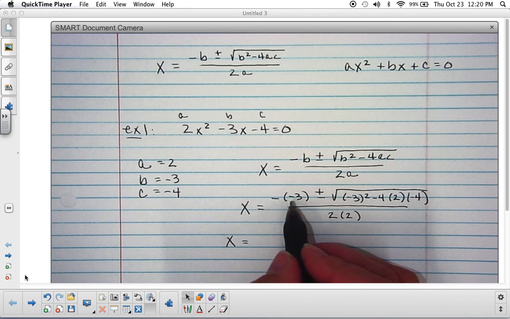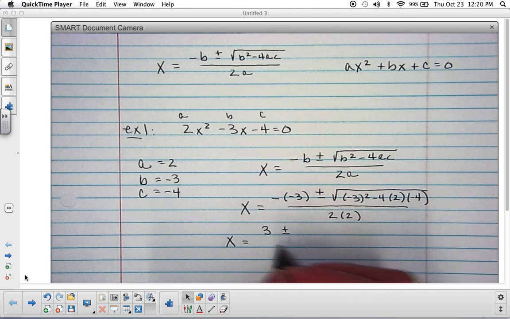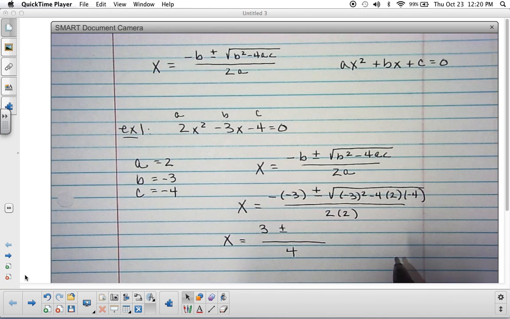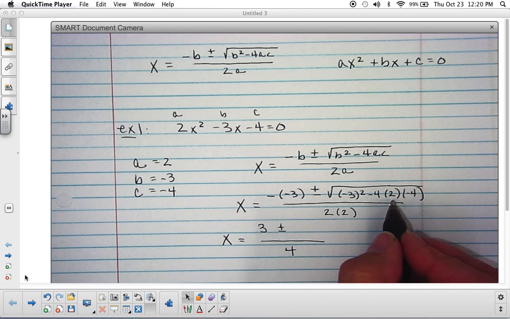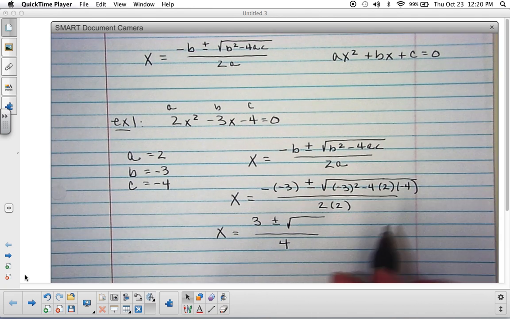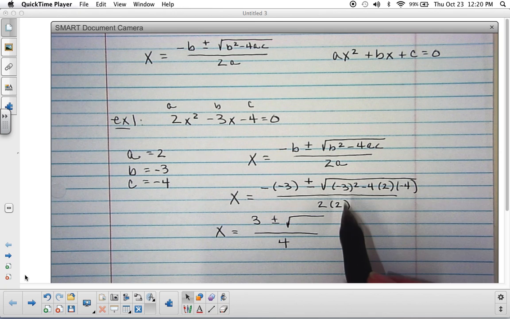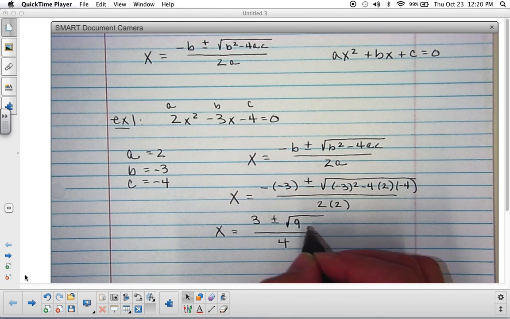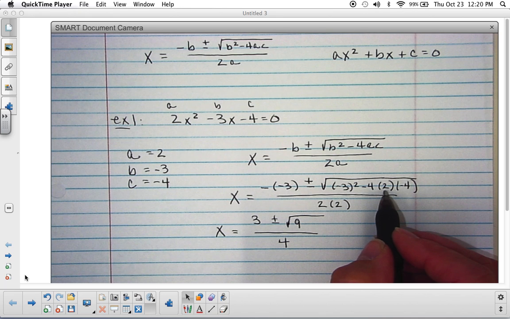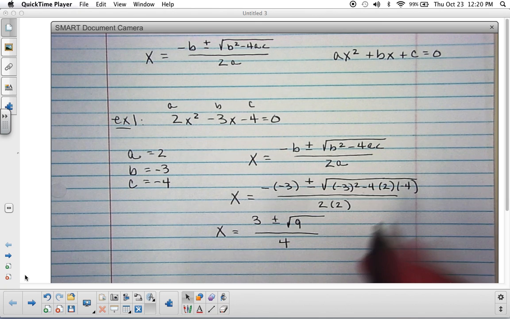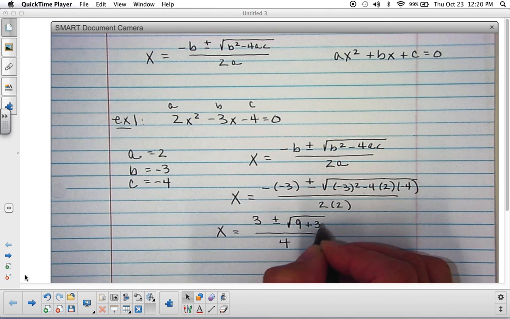So this negative 3 will just make a 3. On the bottom, 2 times 2 is 4. But I would find this underneath computation without the radical in your calculator because it may or may not be a perfect square. So let's just do the math under here. Negative 3 squared will be 9. And then I have 4 times 2, which is 8. 8 times 4, which is 32. And I have a negative times a negative. This whole entire blurb here, the second part, is going to be a positive 32.